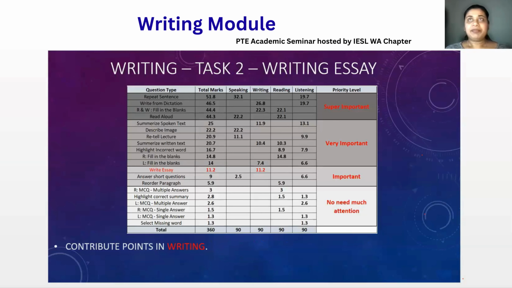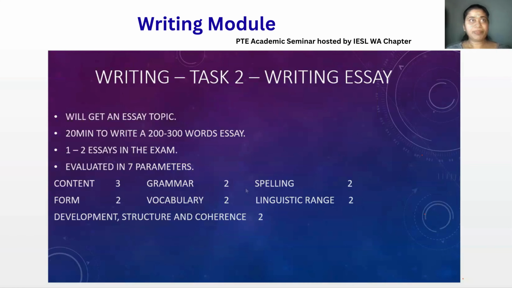Okay, the next question type is writing an essay. That's the second question type for the writing section. This will contribute points only for writing. You will be given roughly this kind of points for writing. What happens here? You will get an essay topic, and you will have to write an essay of about 200 to 300 words. You will be given roughly 20 minutes to complete this task. You will most probably be given one essay in the exam.